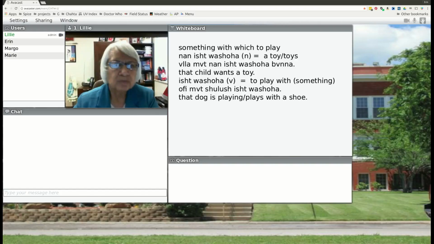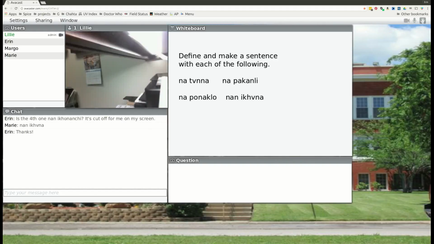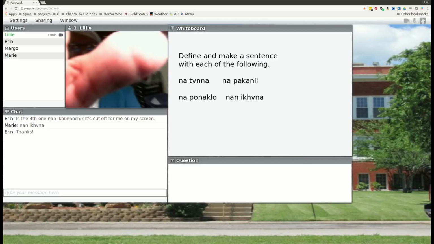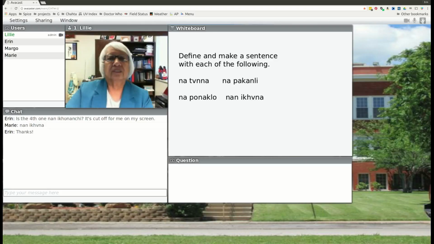I meant to have 2 and 2, but I've got 3 nasal and 1. Okay, everybody's got their work in. Let's take a look.